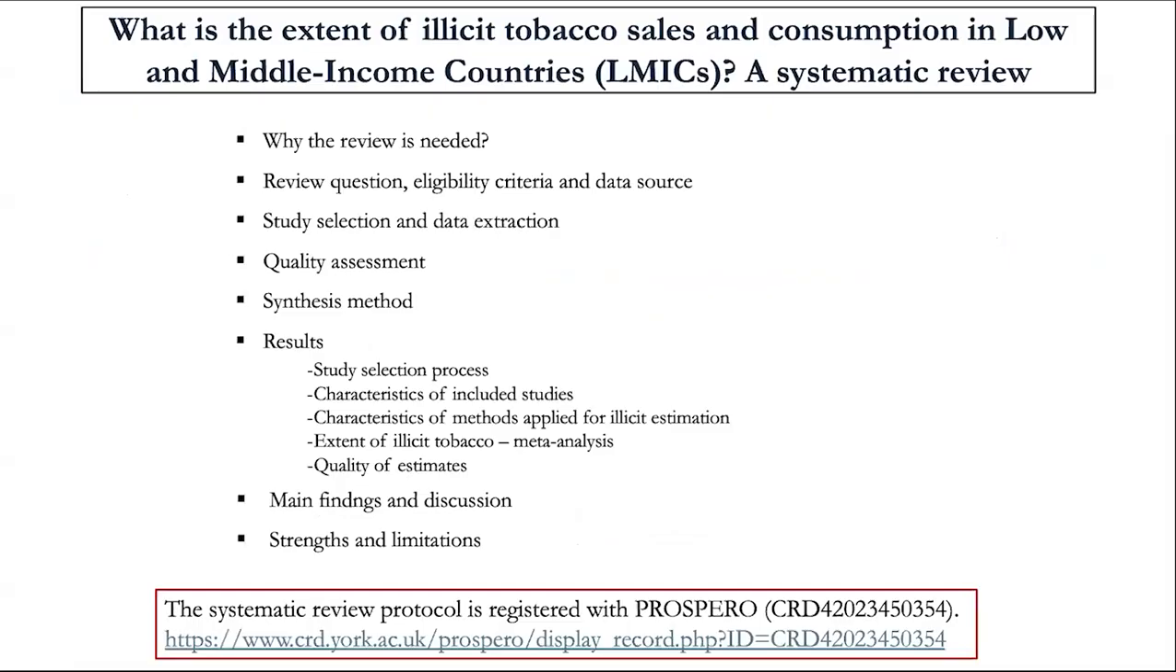Let me just walk you through what I am going to talk about. So at first, I would like to tell you why this review is needed. Followed by, I will present my review question and what is the eligibility criteria that I have used and the data source that I have used for my research. And I will go through the study selection and data extraction process and a detail on the critical appraisal that I have used for my systematic review. Followed by, I will discuss my synthesis method and the results of my research work. And finally, I will talk about the main findings and discussions. And also, I would like to share the strengths and limitations of my research.